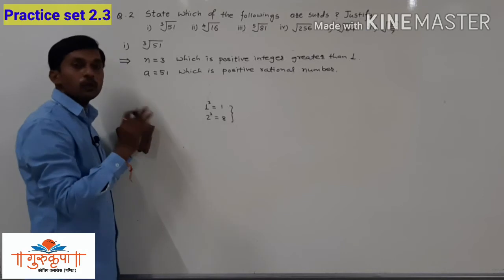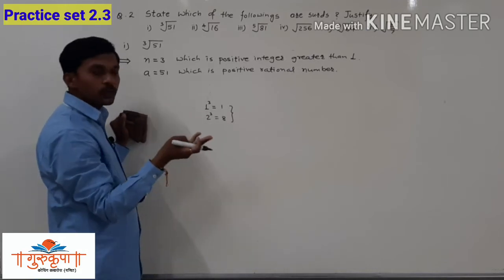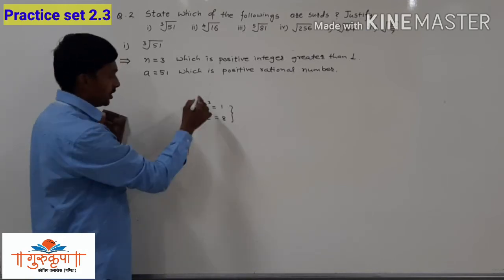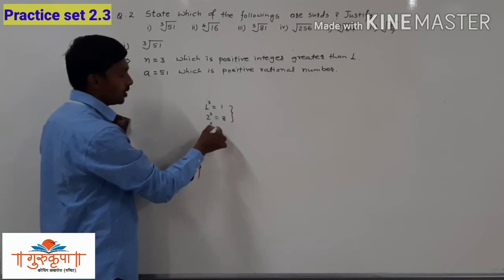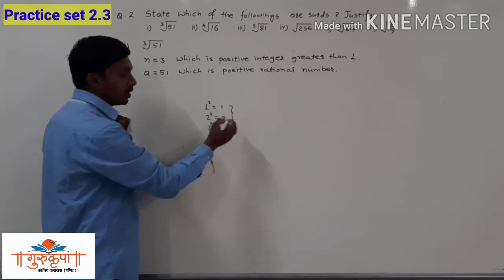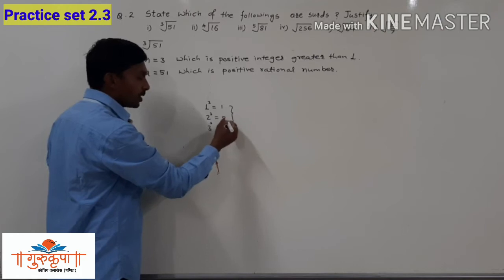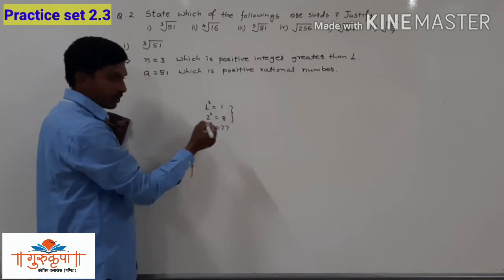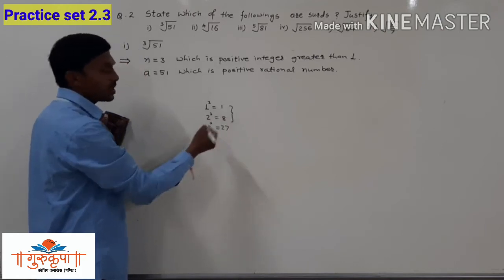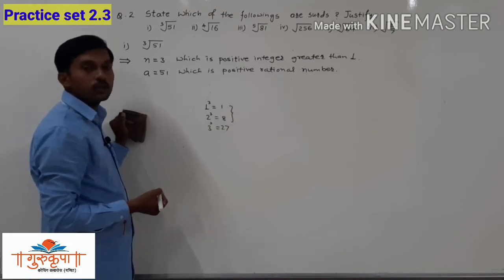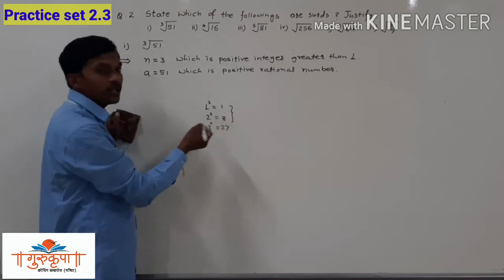We are unable to find the cube roots of 2, 3, 4, 5, 6 and 7. Then we have 3 cube, that is 27. So between 8 and 27, it is impossible to get the cube root of the numbers between 8 and 27.